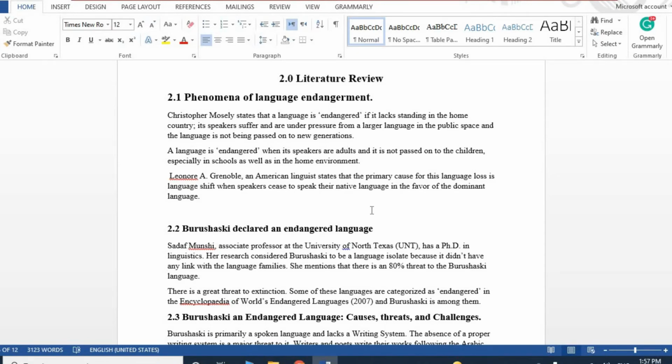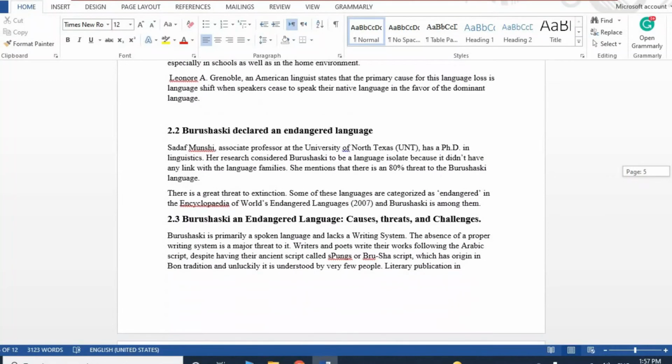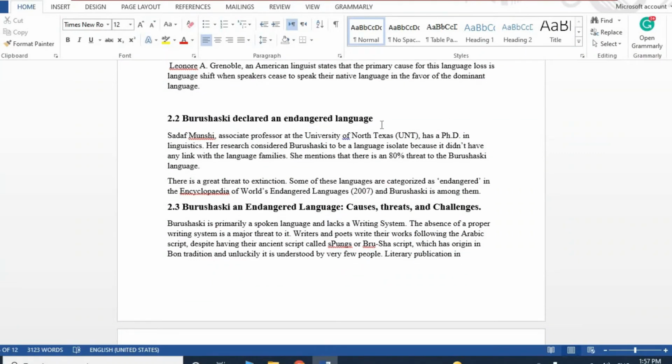And Leonore, an American linguist, states that the primary cause for language loss is language shift, which I've discussed briefly. And after that, Burushaski was declared an endangered language. Where it is declared an endangered language, you have to give reference to other studies.